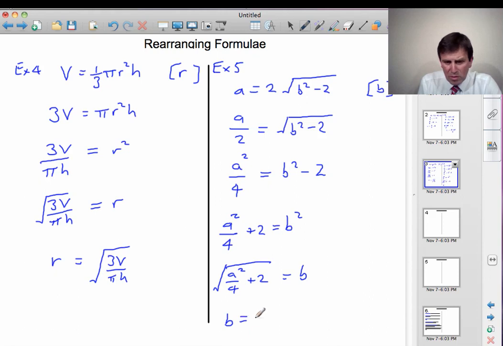It would be fine to just write it as it is, but what I could also do is put the two terms under the square root sign on a common denominator of 4. So that would give me a squared plus 8 over 4. And then the square root of a fraction is the square root of the numerator over the square root of the denominator. So I could basically write that as the square root of a squared plus 8 all divided by the square root of 4, which is 2. But it would be perfectly okay to leave the answer as this line here.